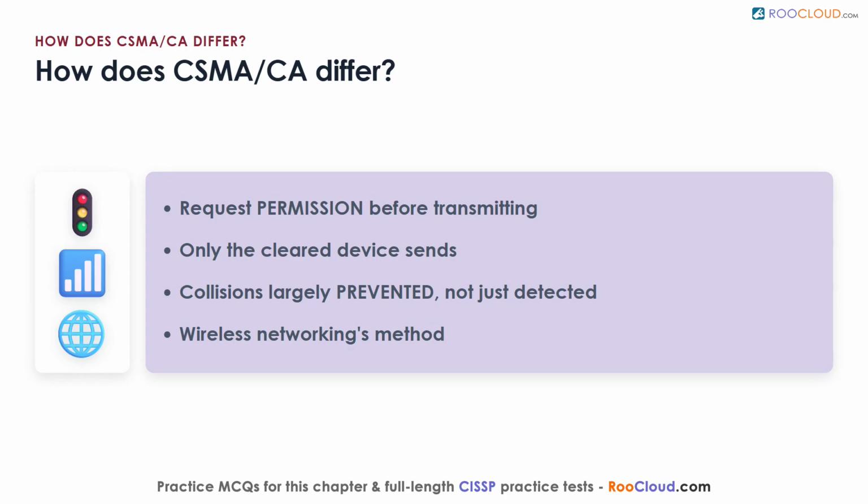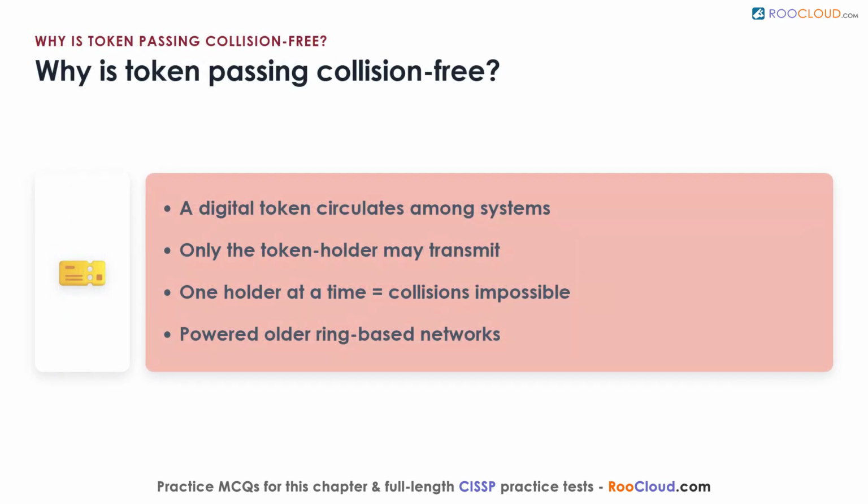This is the approach wireless networking relies on, where you cannot reliably hear collisions in the air. Picture a classroom where students raise a hand and wait to be called on, instead of blurting out and colliding. What makes token passing collision-free?